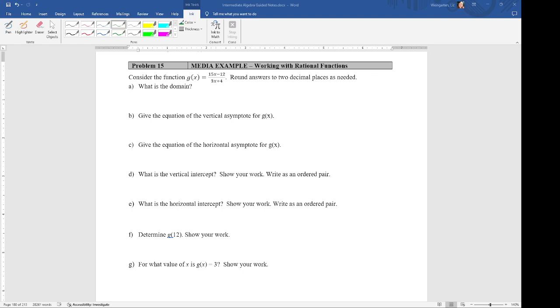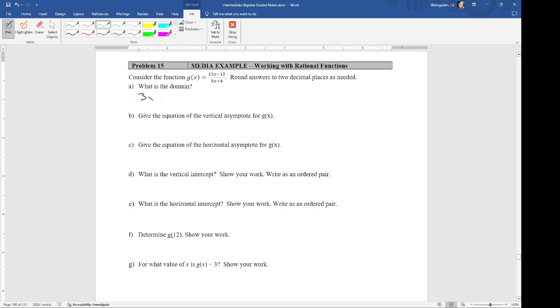In problem 15, we are going through a series of questions to help describe this rational function. You'll see questions very similar to this in your homework. What is the domain? We should know very well how to find the domain now. You set the denominator equal to 0 and exclude any number that makes the denominator equal to 0.